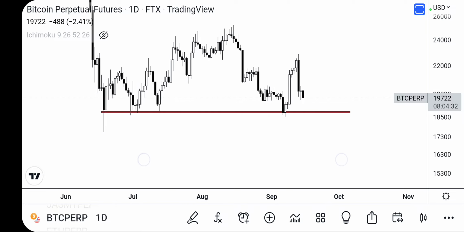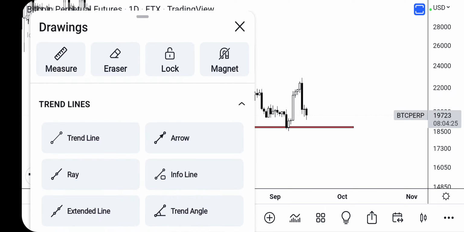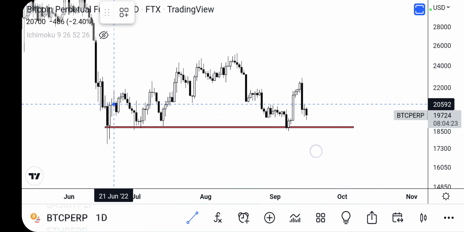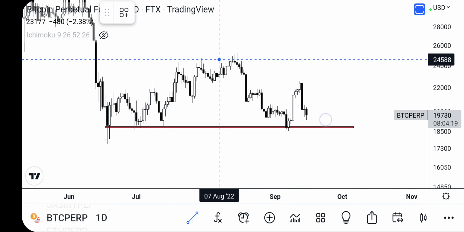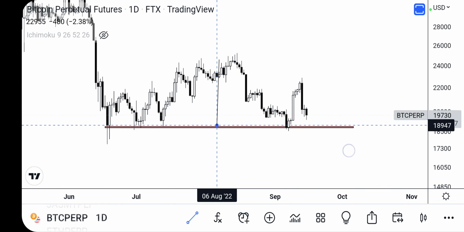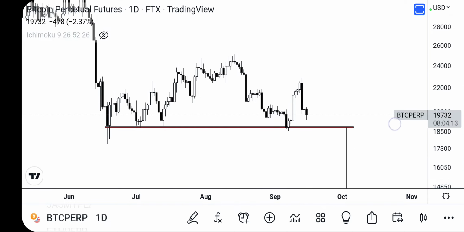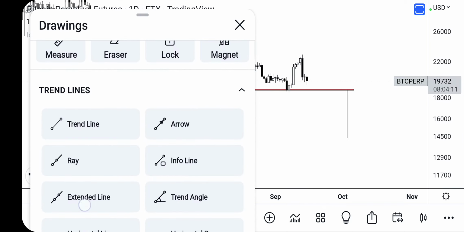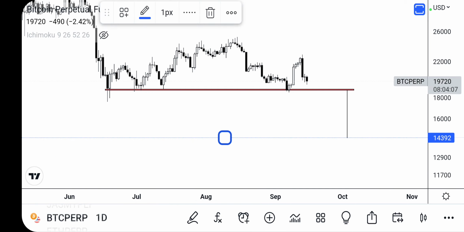Now, what about if it doesn't break? There's another way you can trade it to the upside. So first thing first, let's assume now that this has broken this level to the downside. This is our target. We'll take the height of this, and we'll drag and drop it here. So we'll be looking at this major target to the downside, 14k. So it's very, very important. Very, very important. Don't forget this.